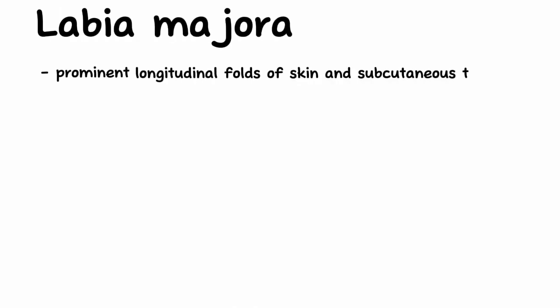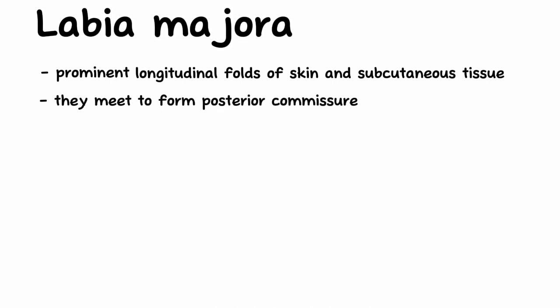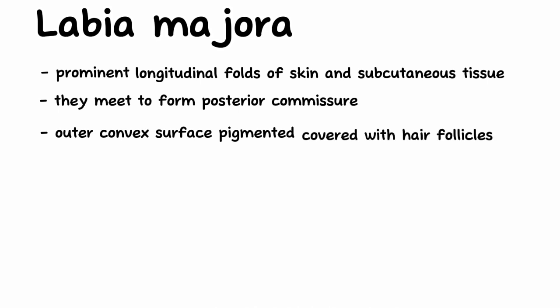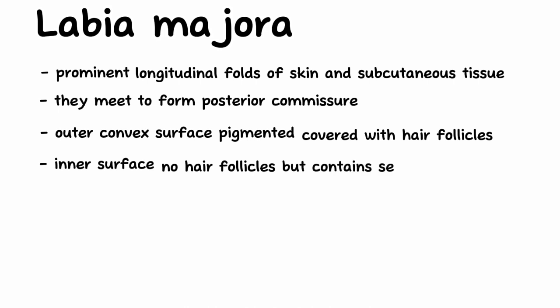Next, we have the labia majora. These are prominent longitudinal folds of skin and subcutaneous tissue that form the outer boundaries of the vulva. They meet medially to form the posterior commissure, located just anterior to the anus. Let's note the skin differences. Outer convex surface: pigmented, covered with hair follicles. Inner surface: no hair follicles, but contains sebaceous glands.